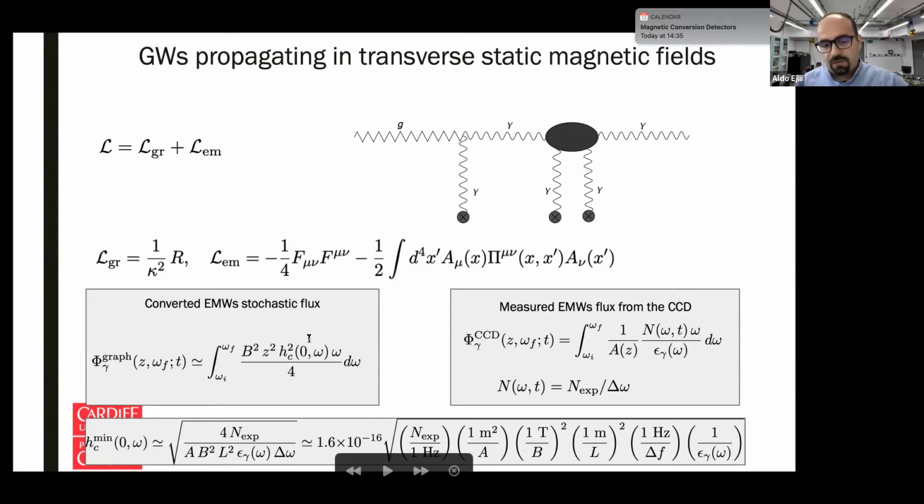So having these two fluxes, let's say the generation and the detection, we can constrain what is the minimum characteristic amplitude that can generate that equivalent noise that the CCD and the dark measures. And as you can see here in SI units, we have this characteristic amplitude that depends on the number of photons, their cross-section, magnetic field, length, and bandwidth of the photodetector, and its quantum efficiency.